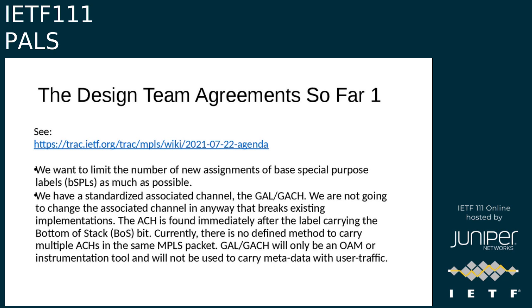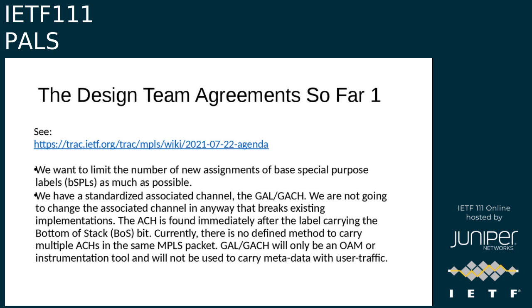So we've come to a number of agreements in the design team. Of course, such agreements need to be ratified by the rest of the working group, and we'd like to have some discussions in this session about some of this. The agreements are documented on the wiki at the URL shown. So we think it's important to limit the number of new assignments of base special purpose labels as much as possible. We've got about half left, and when they're gone, they're gone.